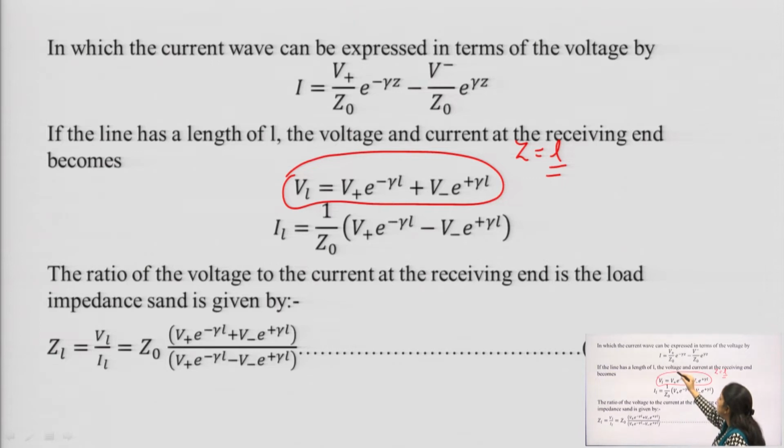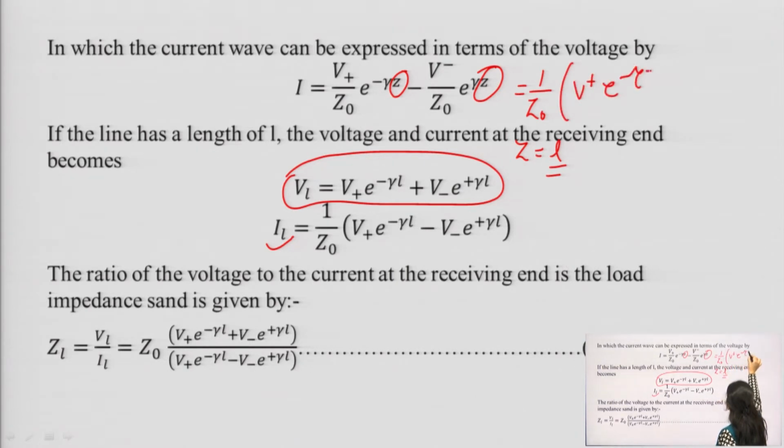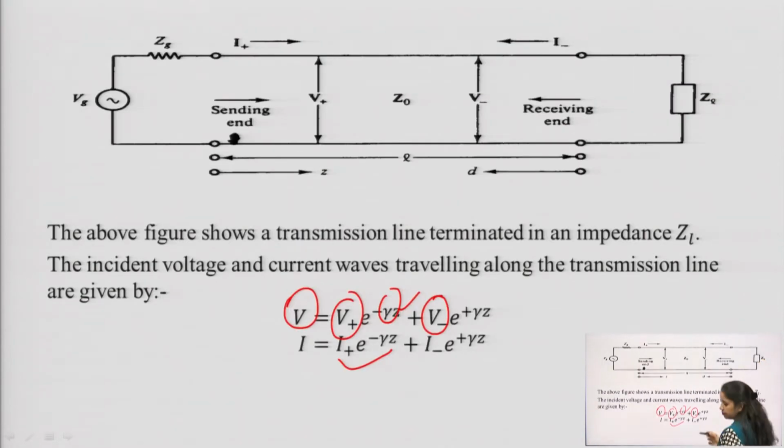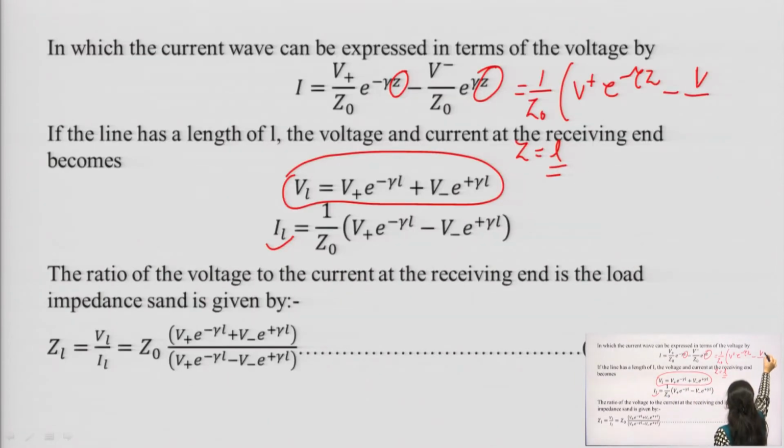Similarly, if we want the expression of current at the receiving end, then we have to substitute z with L. The current at the receiving end is equal to 1 upon Z naught, we have taken it common, V plus e to the power minus gamma L minus V minus e to the power plus gamma L. Just 1 upon Z naught, and in the place of z we have written L here. This will be the current at the receiving end.